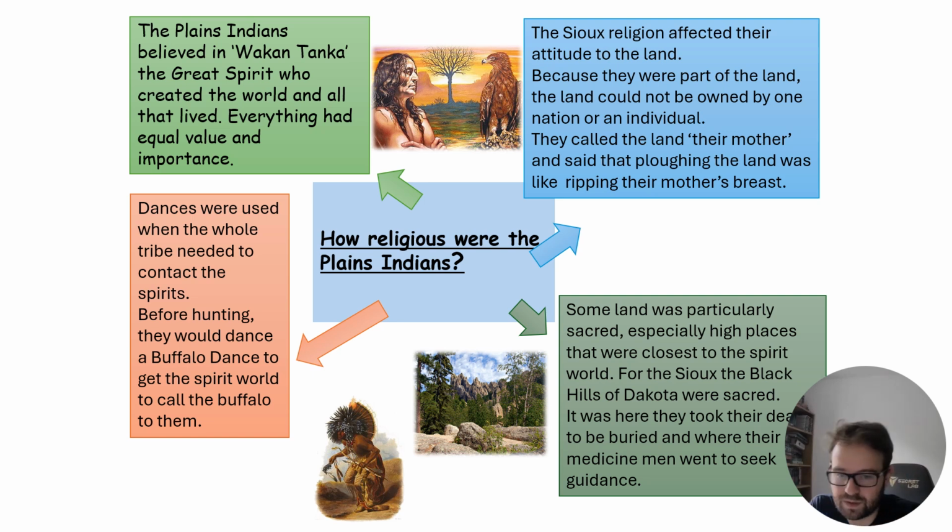The Sioux religion affected the attitude to the land because they were part of the land. The land could not be owned by anyone. They did not have this concept of owning land. They called the land their mother. So many Plains Indians couldn't abide by farming. So when whites were saying, "Why don't you try to farm the land, grow crops?" they thought, "No way, you can't do that, because that's ripping up the land. That's ripping up their mother."